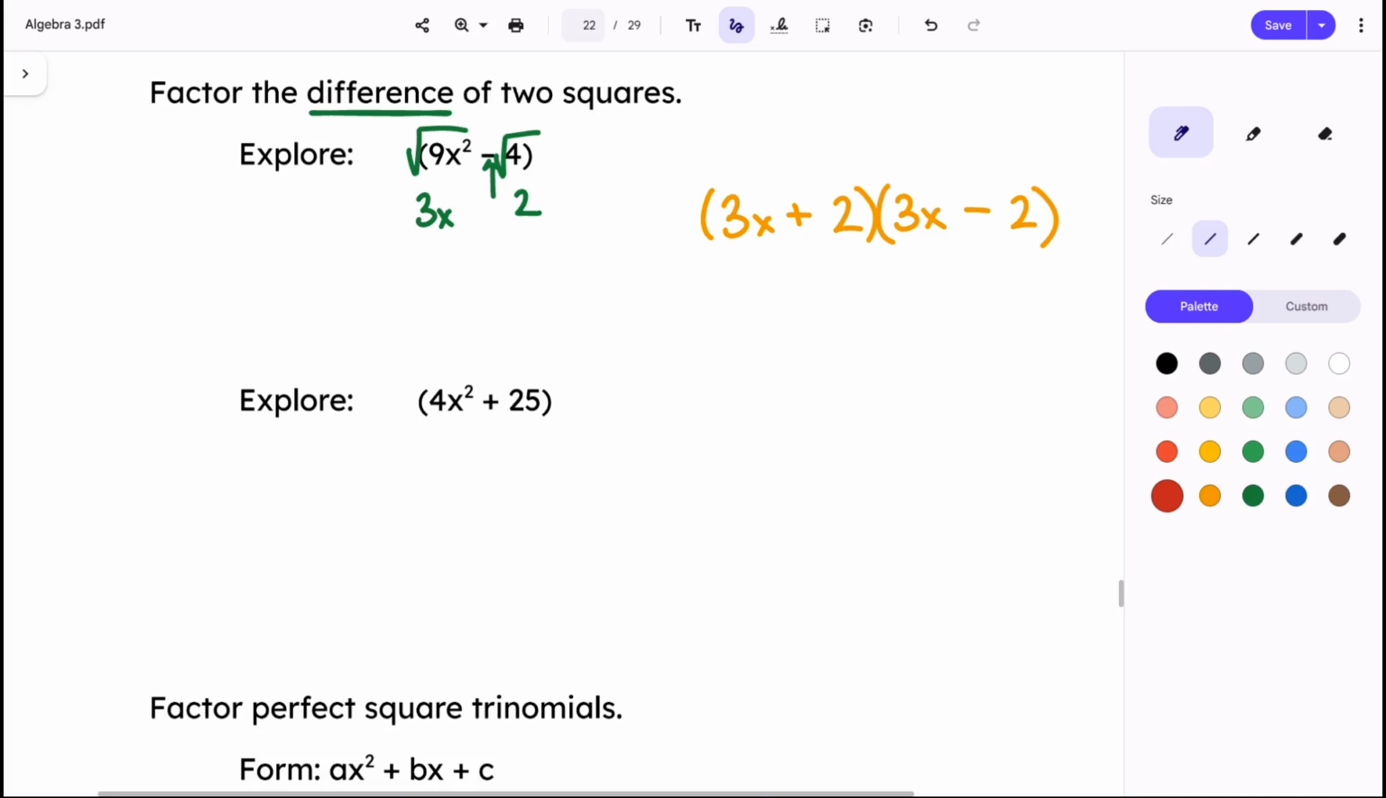Now, if you look at the second one, yes, the 4x squared and the 25 are perfect squares. I can square root them nicely. However, do you guys have a minus sign here? No, you don't. So this is not the difference of 2 squares. So we're going to say not factorable. It has to be a minus sign in order to use that rule. If it's not, then you can't do it.